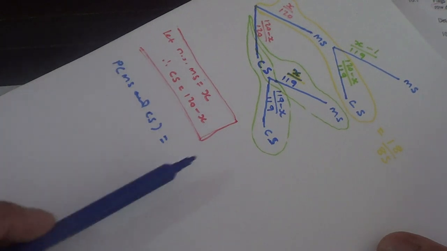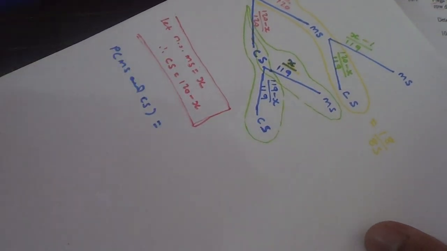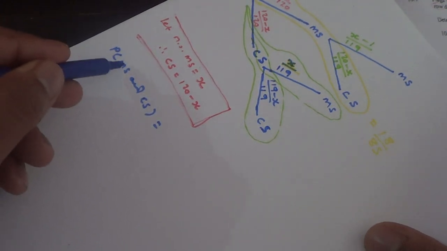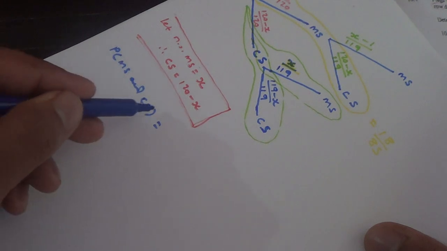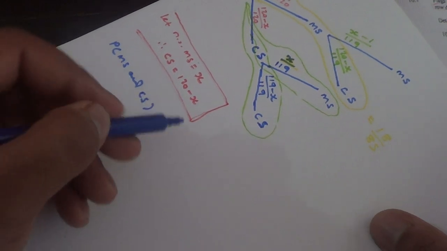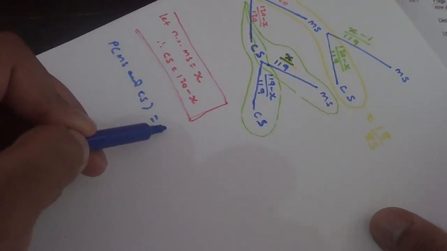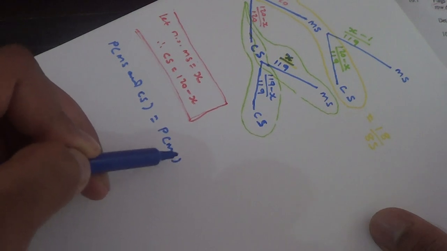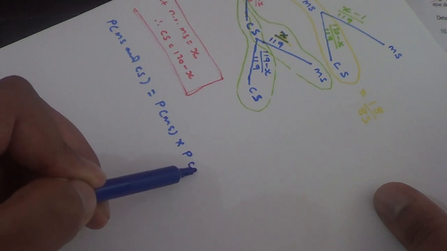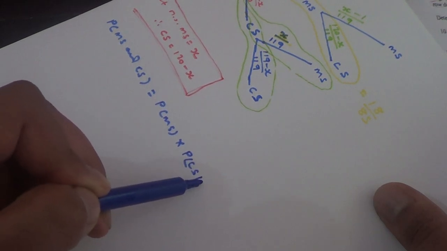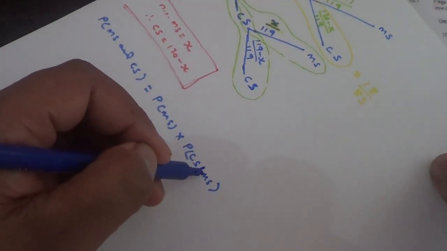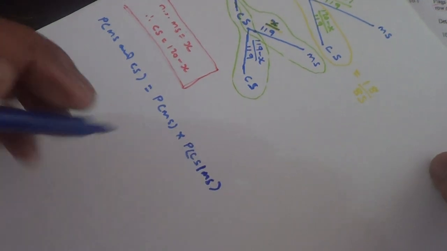Remember, these are dependent events. But again, the product rule happens. It says the probability of this and the probability of this one, now that this has happened, or this one because that has happened. It's easy. It's going to be the probability of MS multiplied by the probability of CS, now that MS has occurred. So, you know that story, but you don't have to show it anyway.